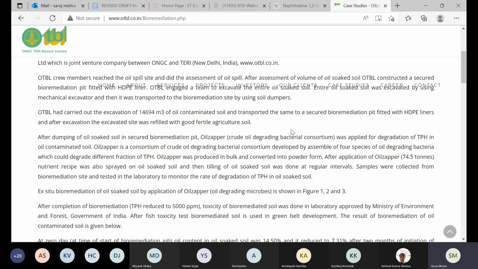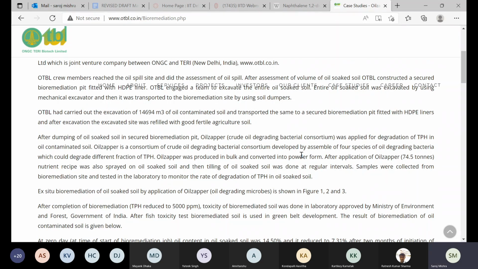This Oil Zapper, which is sold in polythene bags, is applied for degradation of total polyaromatic hydrocarbons in the oil contaminated soil. What is Oil Zapper? It is a crude oil degrading bacterial consortium, developed by assembling 4 different species of oil degrading bacteria. It was produced in bulk in a bioreactor, the 4 bacteria either separately or 2 together in the fermentation vessel, and they are harvested and converted into powder form, simply by spray drying.